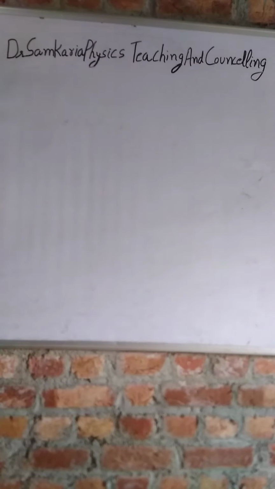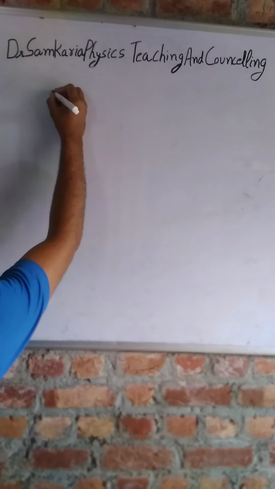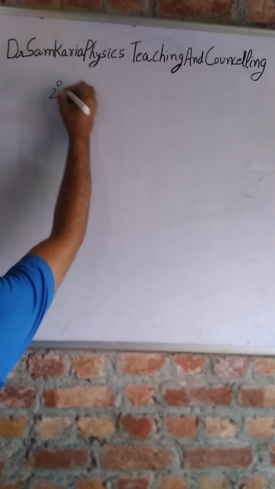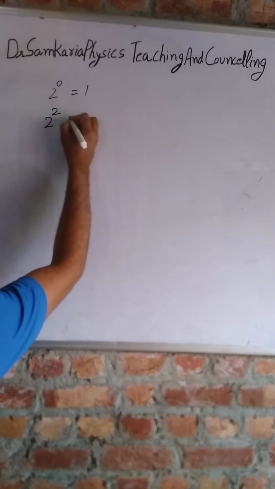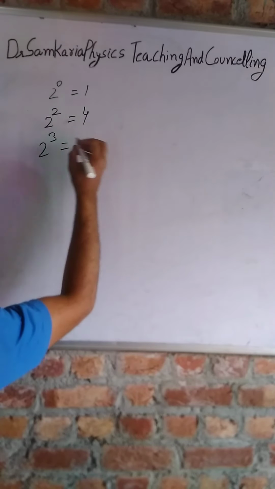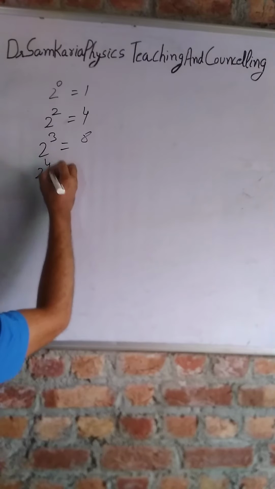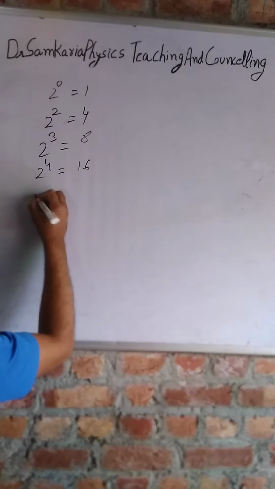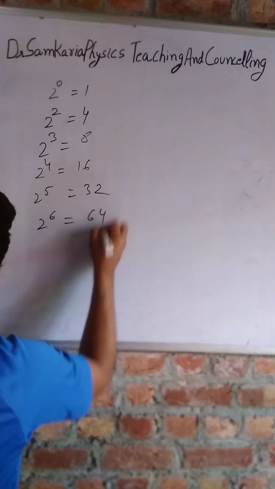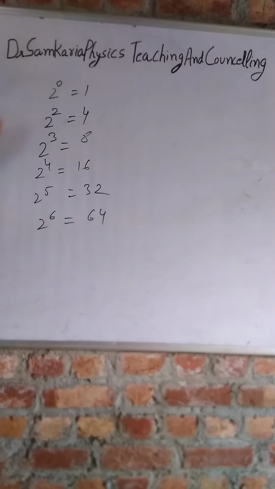To answer this question, first of all, let us consider the algebra of i. Now students, we know that if we raise a real number to higher and higher powers, it will get bigger. For example, 2 to the power 0 is 1, 2 to the power 2 is 4, 2 to the power 3 is 8, 2 to the power 4 is 16, 2 to the power 5 is 32, 2 to the power 6 is 64. So the number is getting bigger and bigger as we raise it to a higher power.